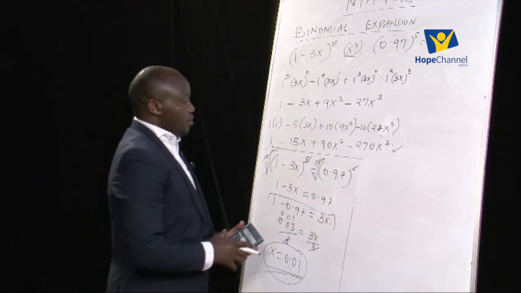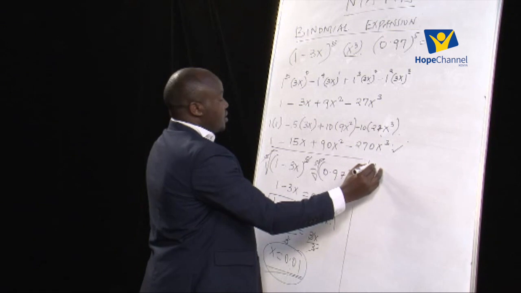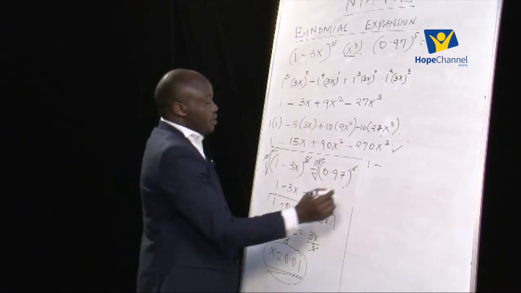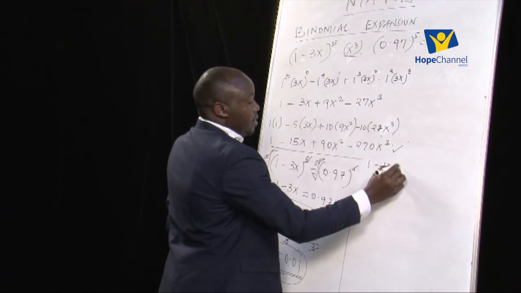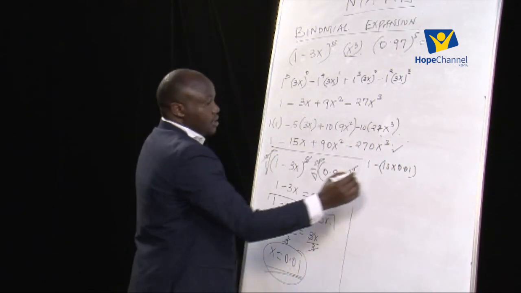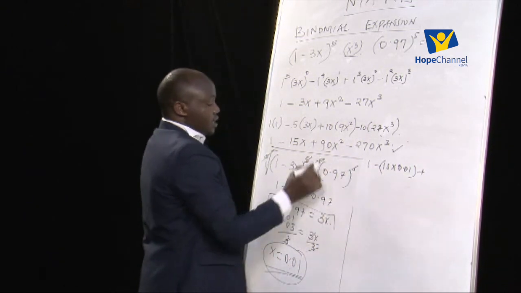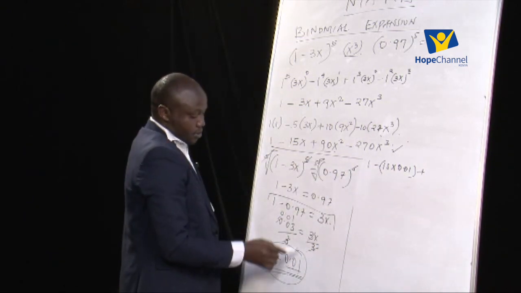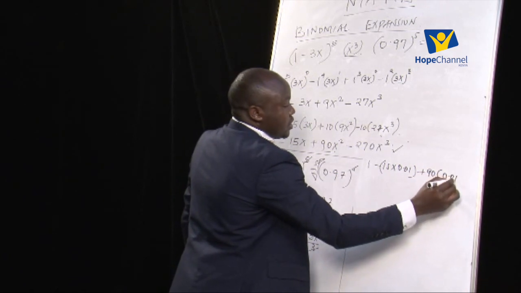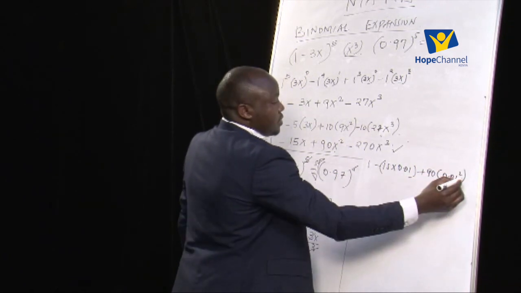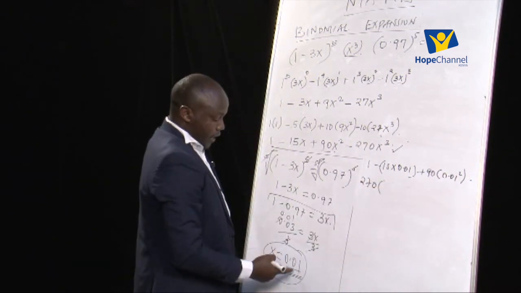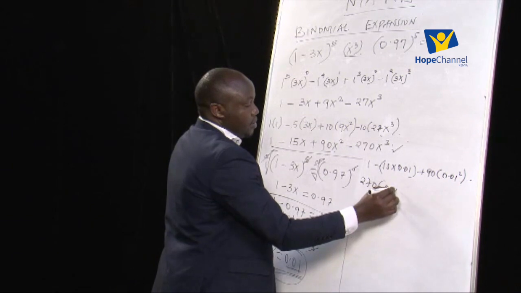Okay, so the first one is 1 minus 15 times x. Our x is 0.01, so I'm going to have 15 multiplied by 0.01. Then plus 90 x squared. Our x is 0.01, so that is 90 multiplied by 0.01 squared. Then subtract 270 x cubed, which is now 0.01 cubed.